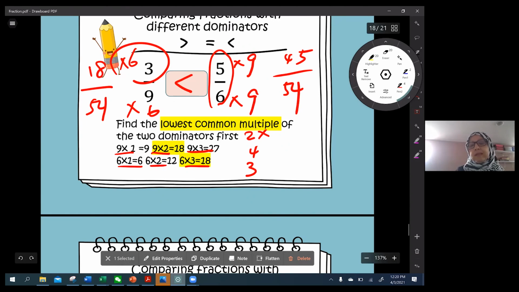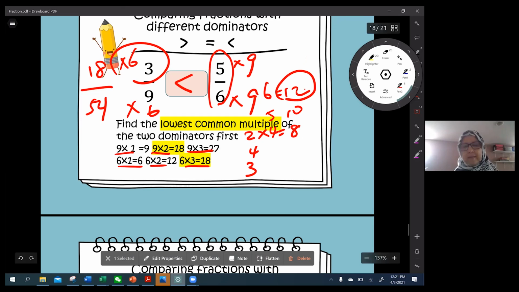2 times 4 equals 8. Okay, 2 times 5 equals 10. 2 times 6 is 12. All right, 12. Do you think 12 is a multiple of 4 and 3? Yes. Okay, we're going to try the other two.